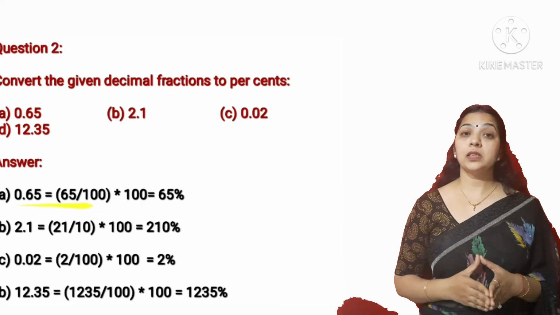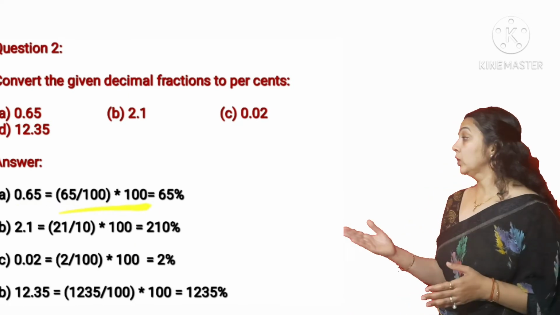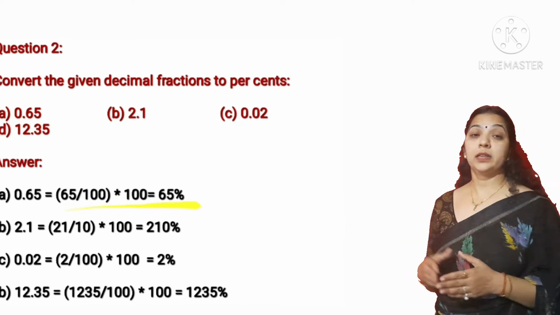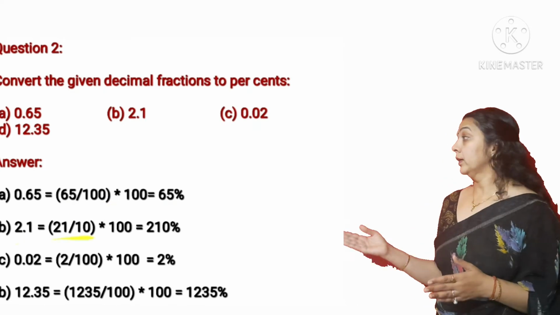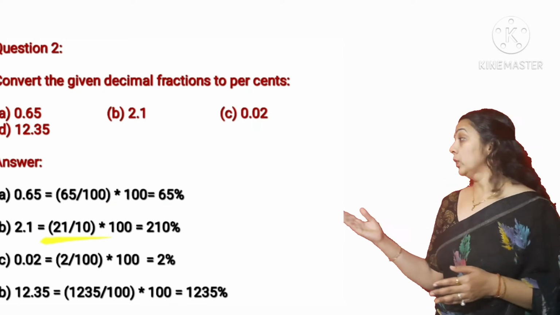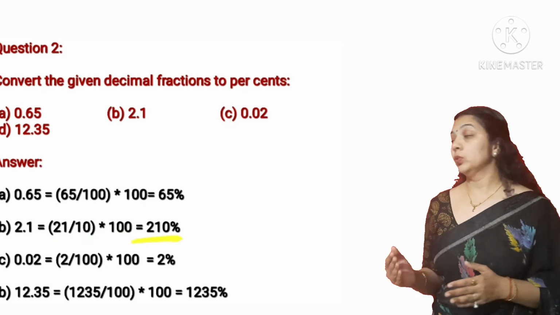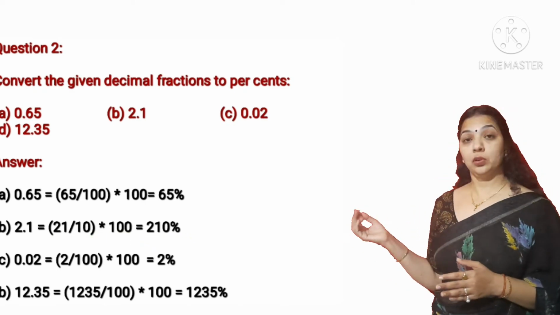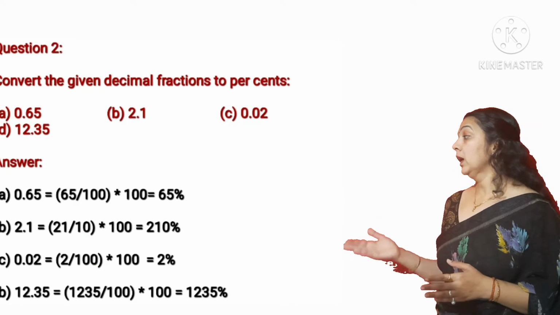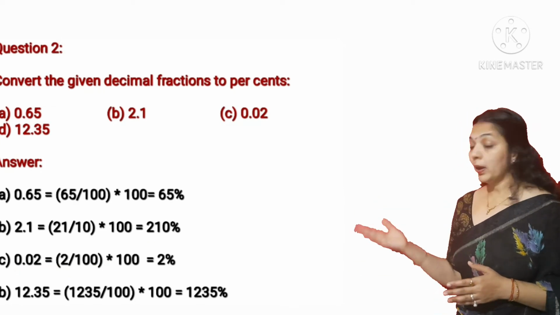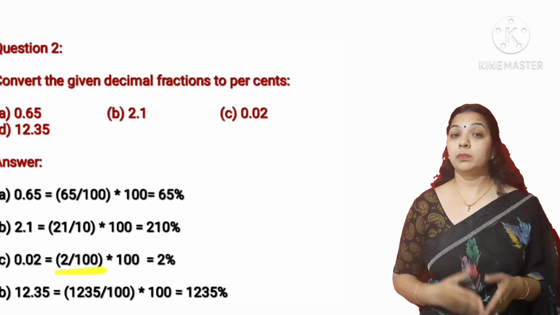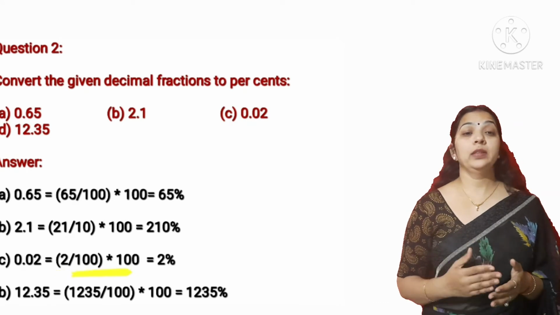The second part is 2.1. Now we have to convert 2.1 into percent and we will multiply this by 100 and it would result in 210%. The third part is 0.02. We know that 0.02 could be written as 2 upon 100, and when we multiply this by 100, it would result in 2%. Next is 12.35.